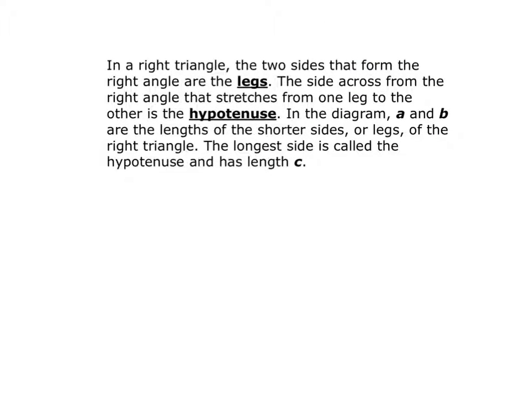In a right triangle, the two sides that form the right angle are the legs. So if we have a right triangle, this side and this side form a right angle. So these would be the legs. The red ones would be the legs. The side across from the right angle that stretches from one leg to the other is the hypotenuse. So if this is the right angle, the side that is opposite of it is the hypotenuse.